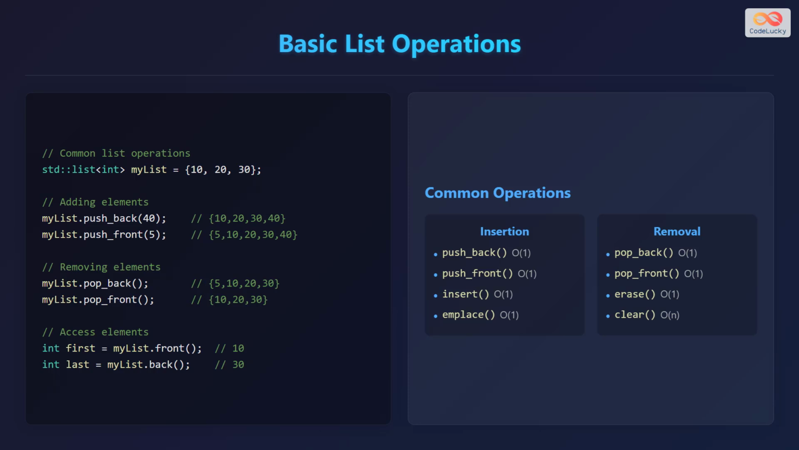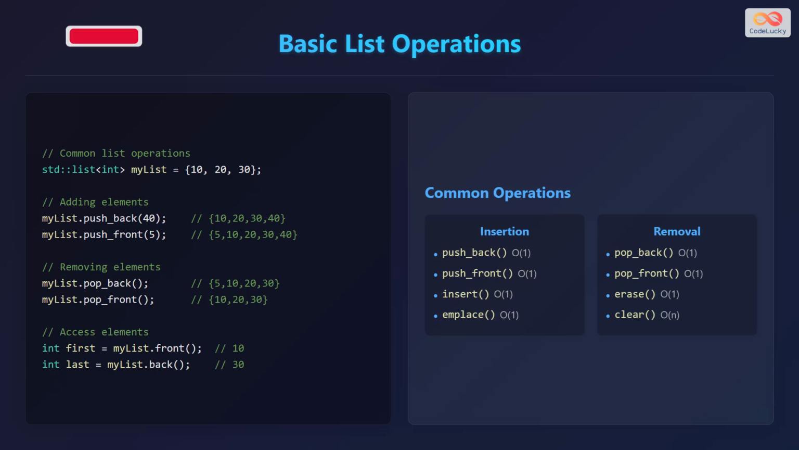To add elements to the beginning of the list, we use the push_front function, mylist.push_front(5), resulting in the list containing 5, 10, 20, 30, and 40. To remove elements from the end of the list, we use the pop_back function like so: mylist.pop_back(), resulting in the list containing 5, 10, 20, and 30.